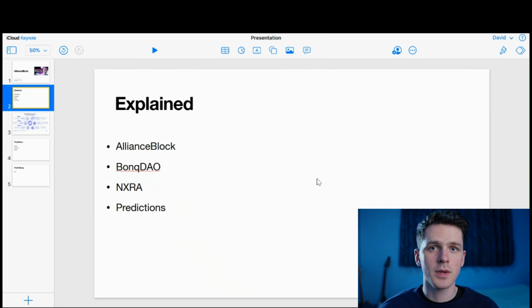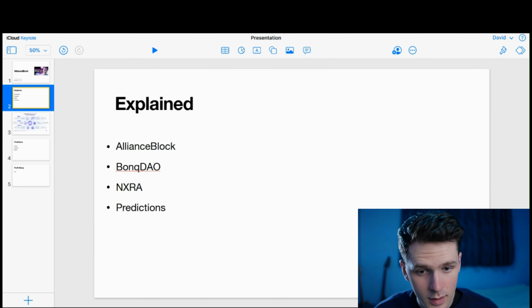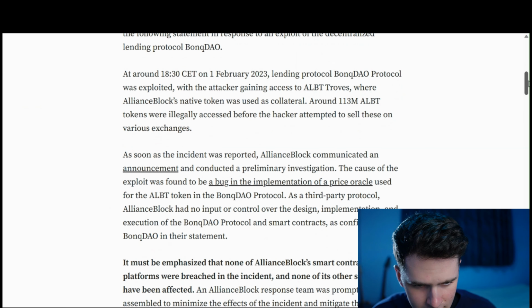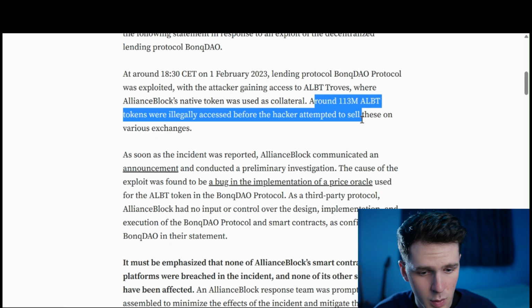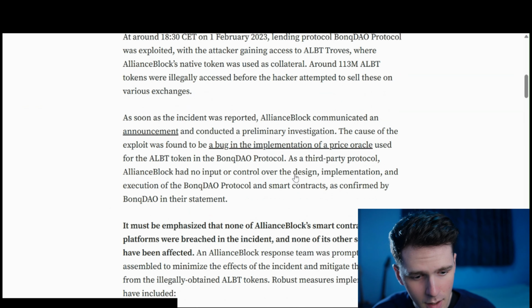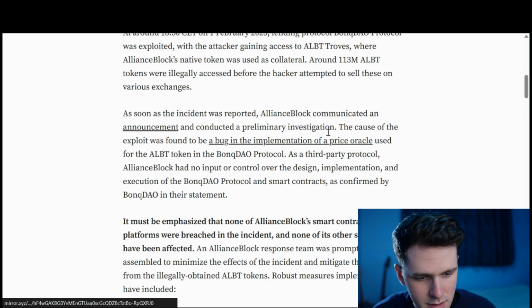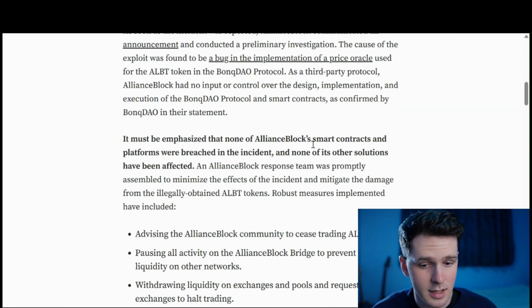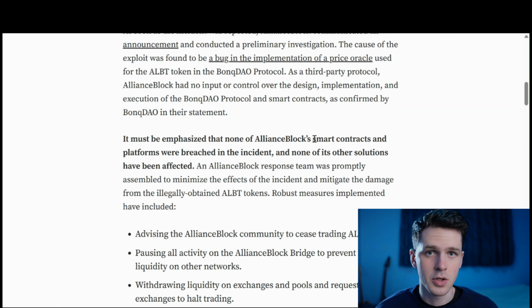And before we go into NXRA's utility as a token, let's talk about ALBT, the whole situation, the hack preceding NXRA. So very quickly, the Bonk DAO hack explained. We can see here, 113 million ALBT tokens were illegally accessed before the hacker attempted to sell these on various exchanges. It was a bug in the implementation of the price oracle, a third-party protocol.